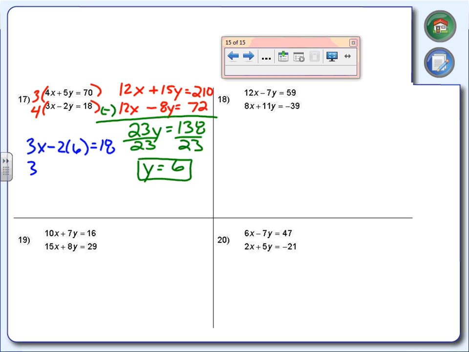First thing I'm going to do is multiply. Negative 2 times 6 is a negative 12. Now I'm going to add 12 and 18.